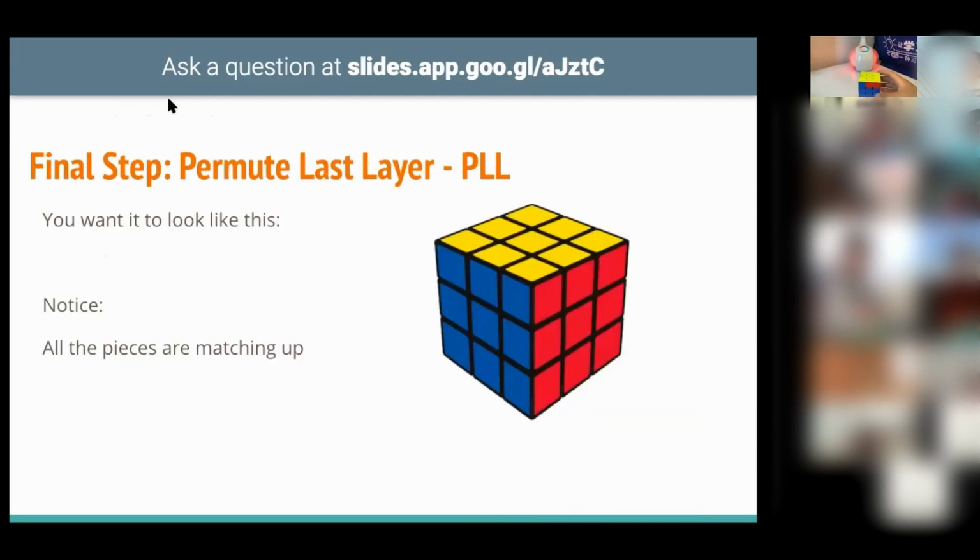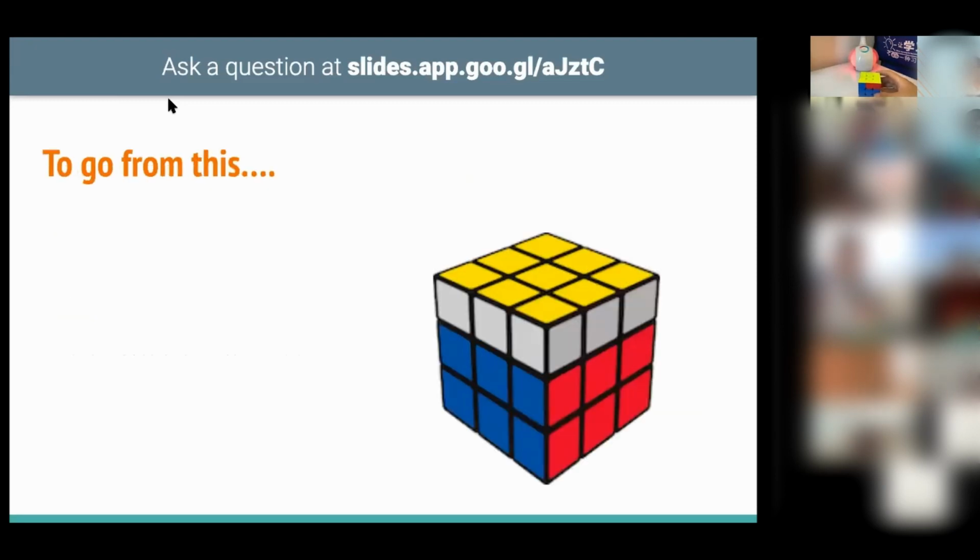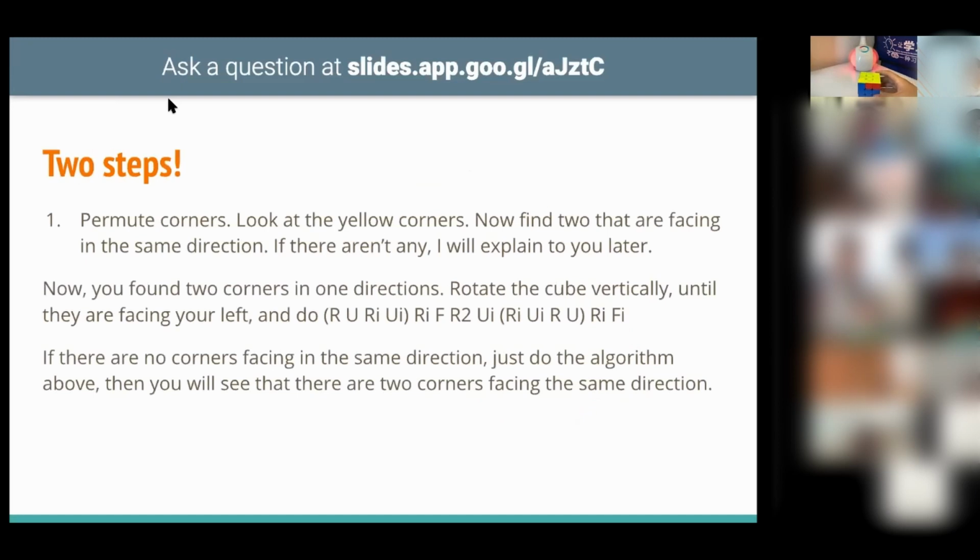Our final step is to permute the last layer. To permute the last layer, there are two steps. The first one is to permute the corners. To permute the corners, our goal is to put all of these corners into the right slots. So at the end, it's going to look something like this. You notice all of the edges are in the wrong place, but all of these corners are in the correct place like this.